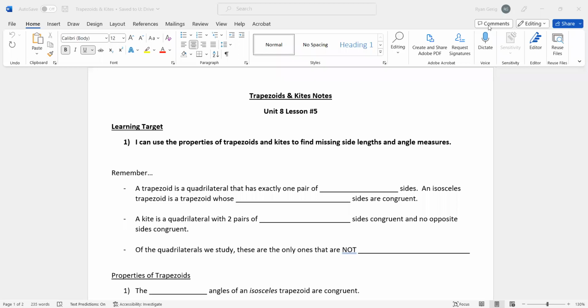So a couple reminders here, some vocab that you need to remember. We're moving on to trapezoids and kites. What is a trapezoid? It's a quadrilateral. Notice it's not a parallelogram that has exactly one pair of parallel sides.